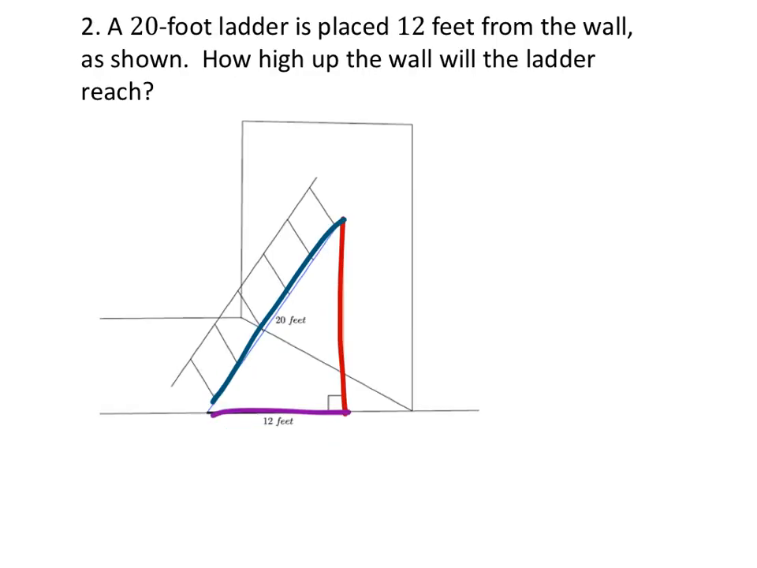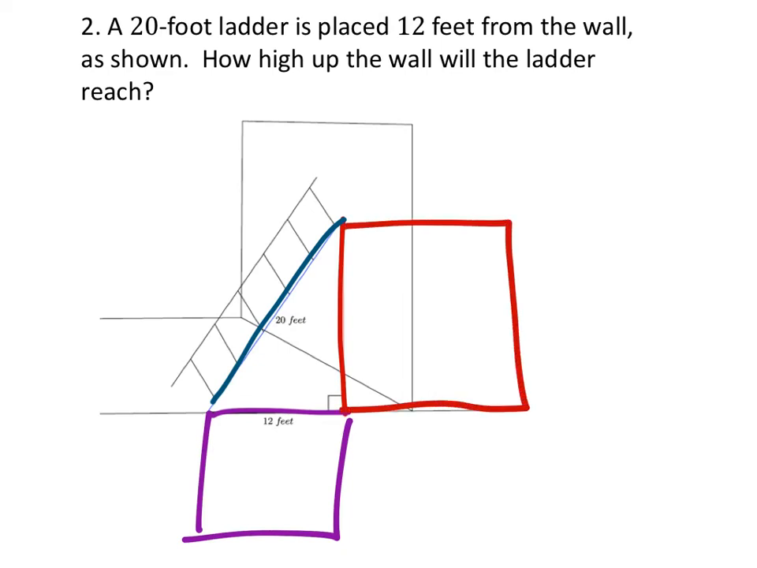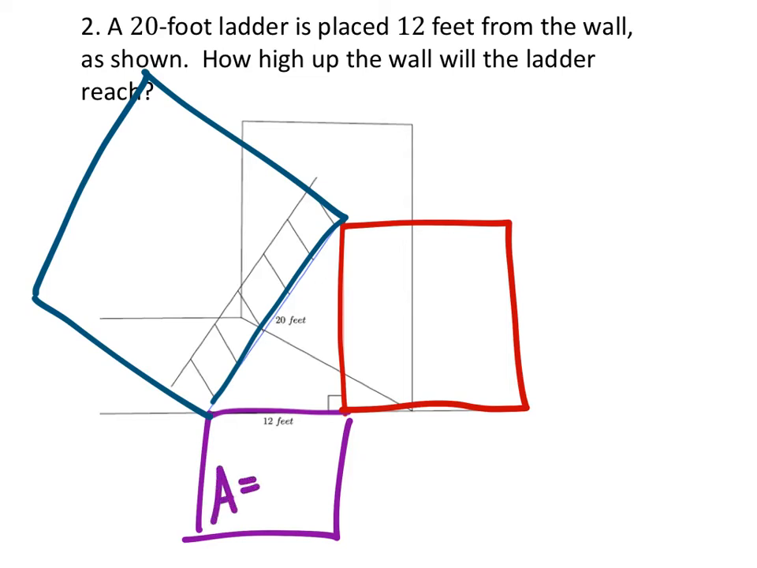So I see the purple line is a leg, and the red line also is a leg, and the blue line in this case is the hypotenuse. So the red square plus the purple square will be the blue square, and the purple one has an area of 12 times 12, which is 144. We'll say that this length is B because we don't know it yet. And the area of the hypotenuse square would be 20 times 20, which is 400.